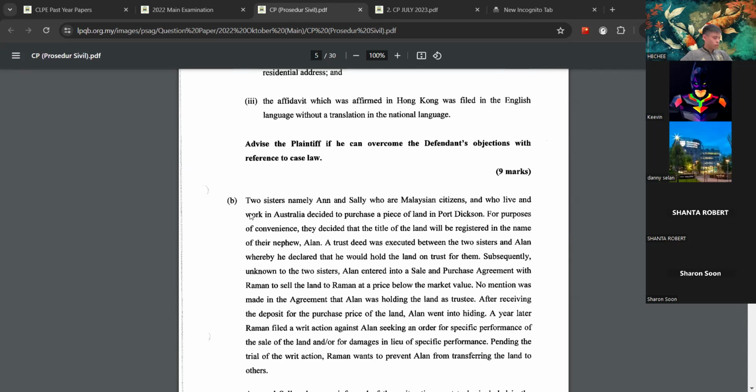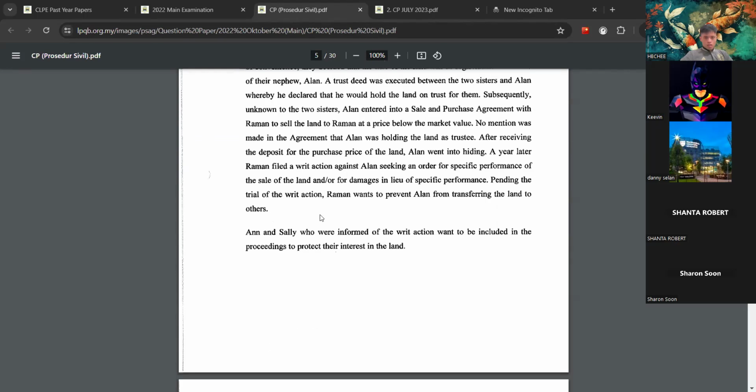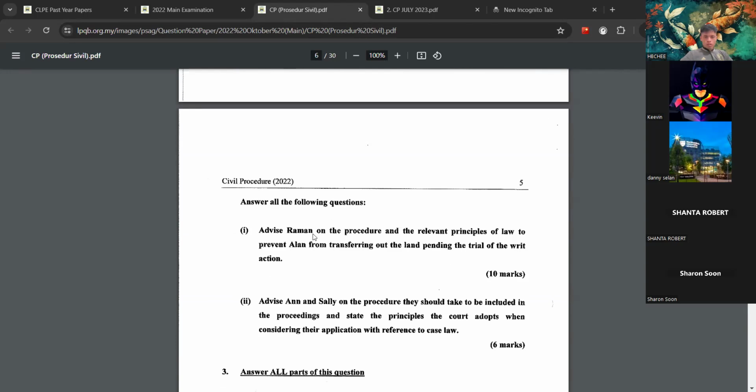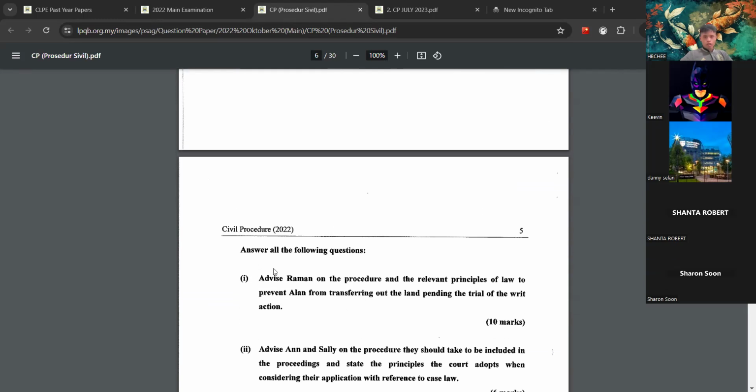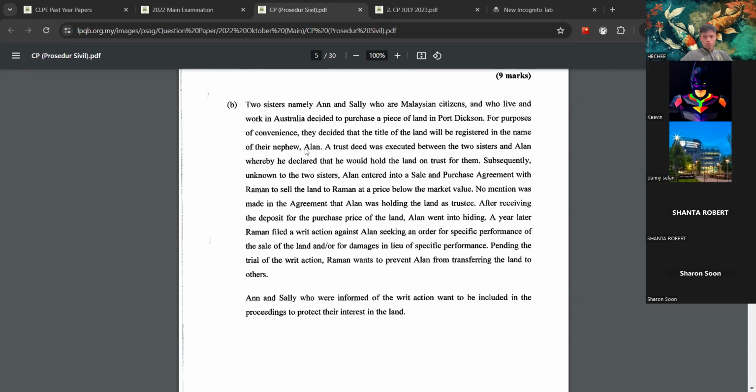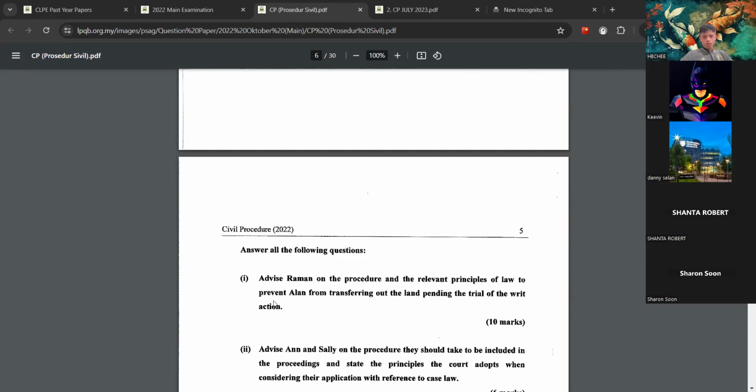Now we come to part B. Advise Rahman on the procedure and the relevant principle of law to prevent Alan from transferring out the land pending trial of the writ action. So without looking into the facts, the keyword is already here: prevent Alan from transferring out the land pending trial of the writ action. Does anyone manage to identify what the question is asking about?